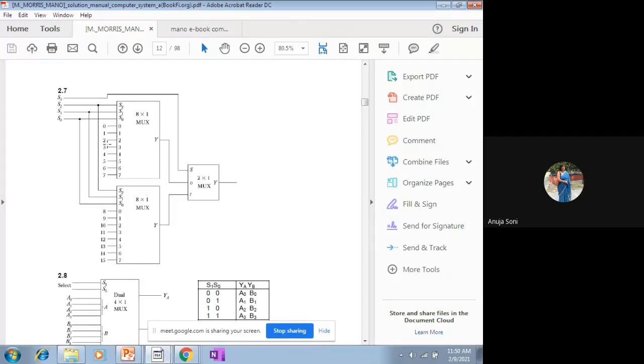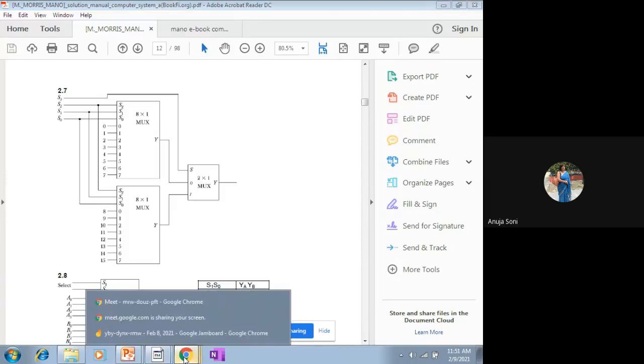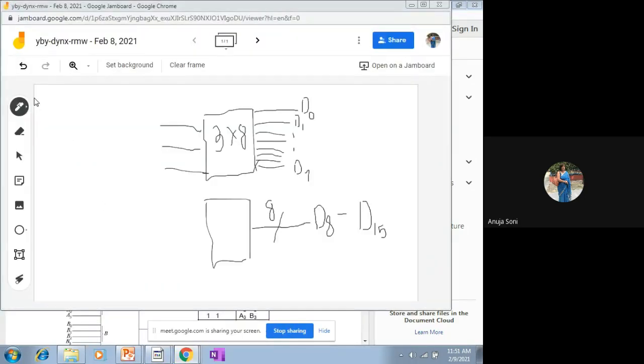So how many input lines are there? It's given that there are 16 input lines and always one output line will come out of this multiplexer. What kind of multiplexer size do we need to have? Ultimately, we need to generate this kind of a diagram. That's simple. This is a multiplexer.